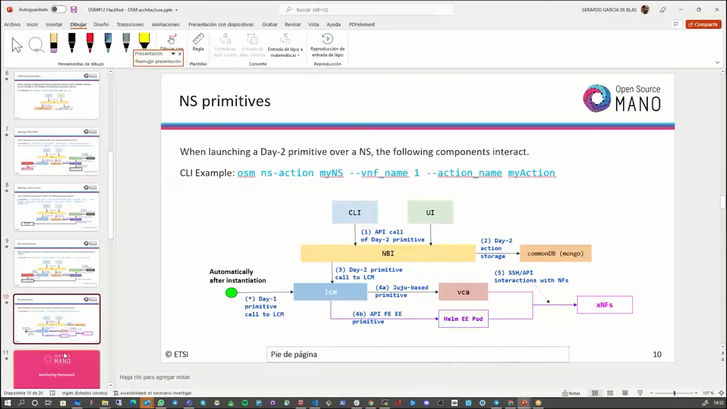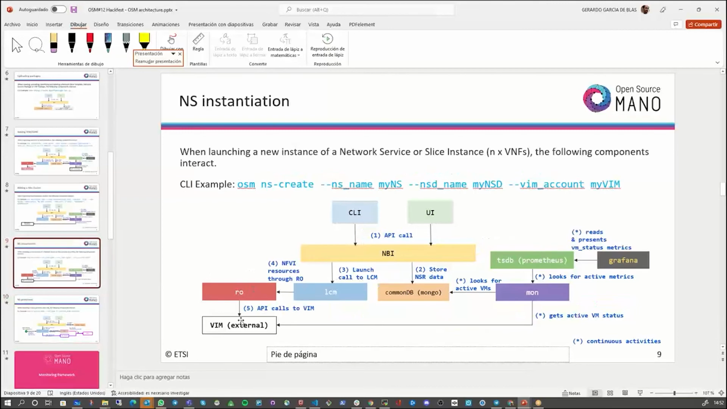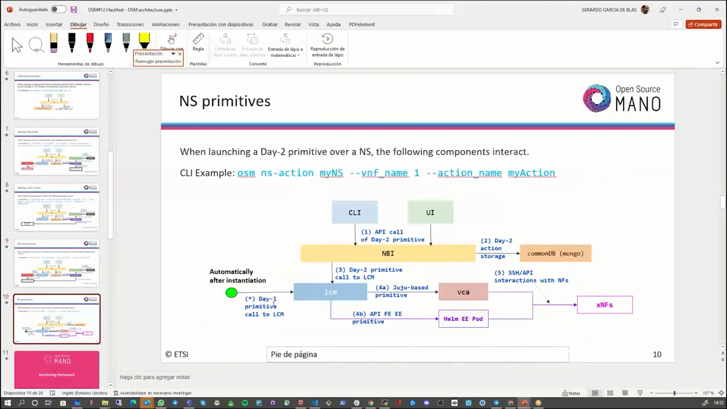Well, finally, the last workflow that I was planning to present was the NS primitives. Whenever we are launching a day 2 operation, or even when there is a day 1 primitive related to a network service instantiation, there will be some configuration to be done in a VNF. In the case of day 1, the request will happen directly as part of the lifecycle management of the instance. So after the deployment of the VMs through the RO, LCM will take care of the next steps. In the case of a day 2 operation, obviously there is a call through the northbound interface.